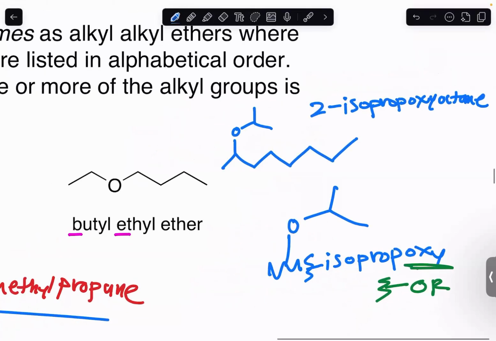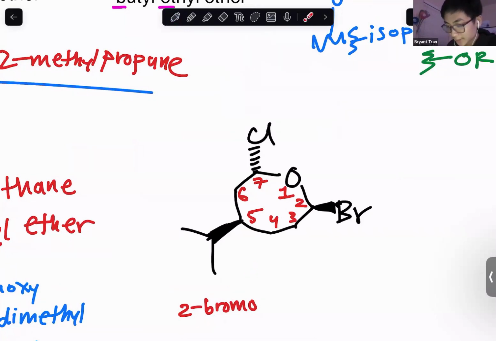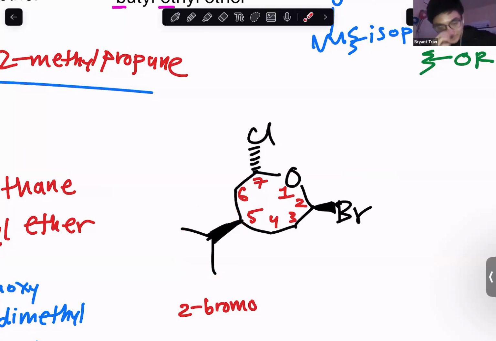But this is not isopropoxy because there's no oxygen there. It's just an isopropyl group right there. So it would just be 5-propoxy. No, wait, there's no O, so we cannot put oxy. Just isopropyl. Yes, just 5-isopropyl.